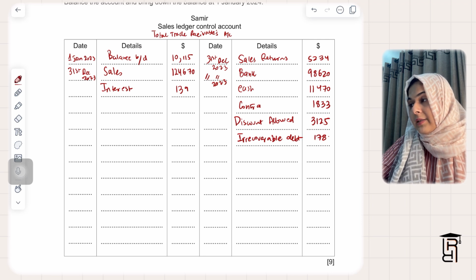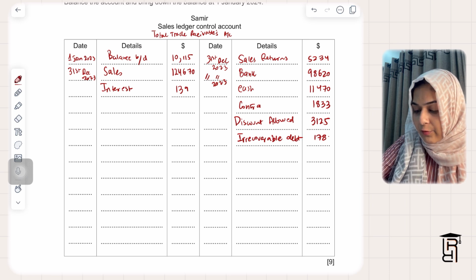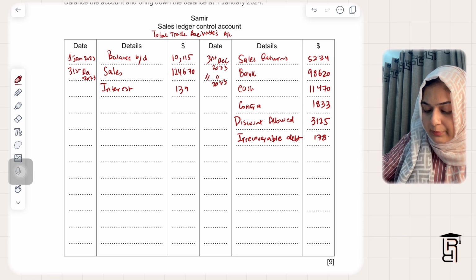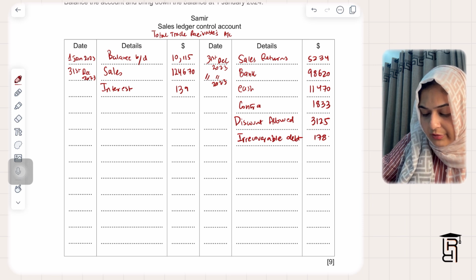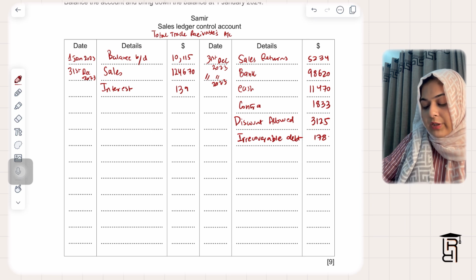So now our balance carried down is going to come out to be 14,464. So I'll write here balance carried down, 14,464. This will be my balance carried down. I'll write here 31st December 2023, and then I'm going to balance this T account. So this will balance on 134,924 on both sides, and then the balance carried down will become my balance brought down. So I'll write here 1st January 2024. I will write here balance brought down, 14,464, which is going to be my balance brought down.